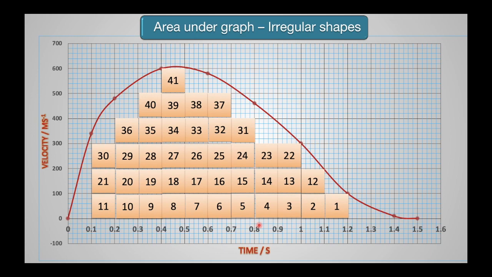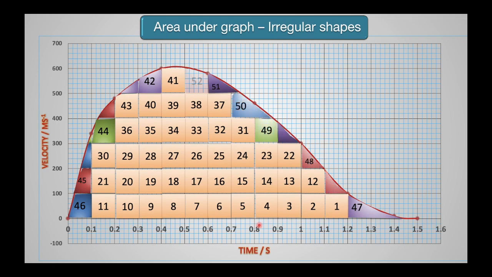Then I'm going to count the pieces. Like I can combine two pieces together and consider it as a square. So you can see same colored pieces I'm taking as a square. You can go on adding more and more squares. And finally I got 52 big squares.